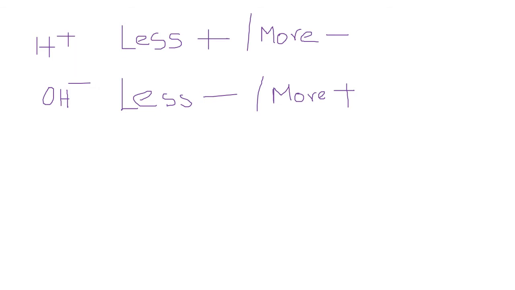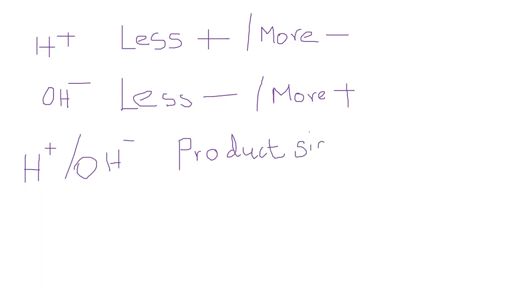If the resultant medium is neutral, then we add H plus or OH minus. To which side do we add it? To the less positive or more negative, or less negative or more positive? No, we add it to the product side. So these are the basic rules of the 4th step.